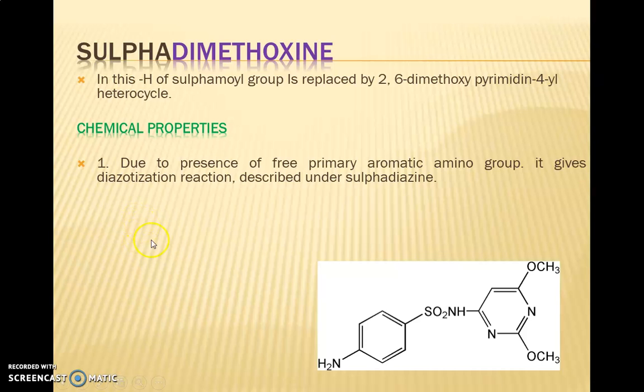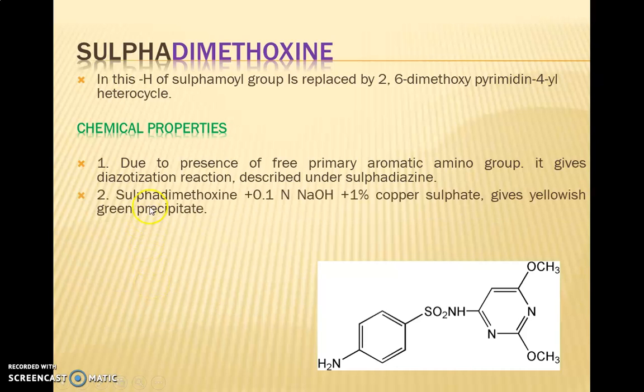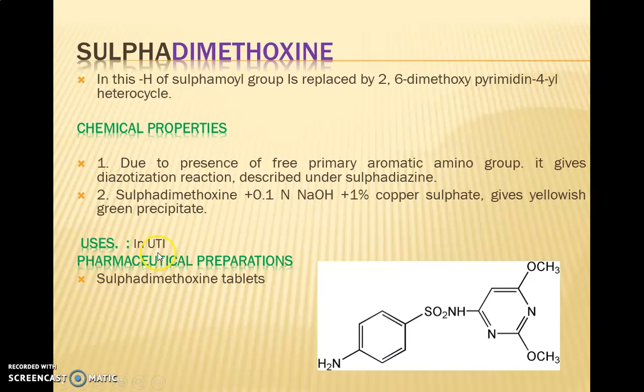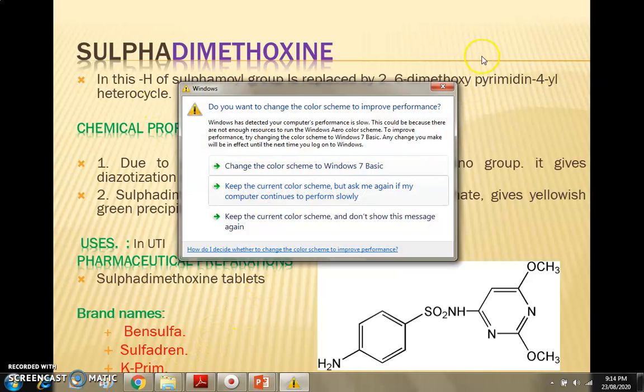Next, as far as the chemical property is concerned, due to the presence of a free aromatic amino group, it will give the diazotization reaction described under the sulfadiazine. So it has a primary amino group, meaning it undergoes the diazotization reaction. Next, sulphadimethoxine will react with 0.1 normal NaOH and 1% copper sulfate. It will give a yellow color or yellowish green precipitate as an identification test. Uses: this sulphadimethoxine is used in the treatment of UTI, that is urinary tract infection. Pharmaceutical formulation includes sulphadimethoxine tablet. Brand names such as Bensulpha, Sulphadrine and COTRIM are the brands for sulphadimethoxine.